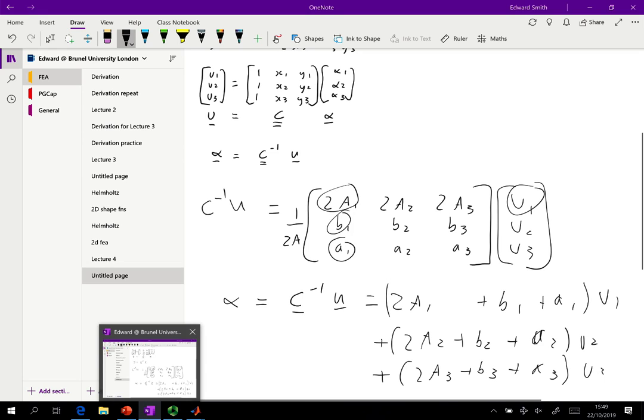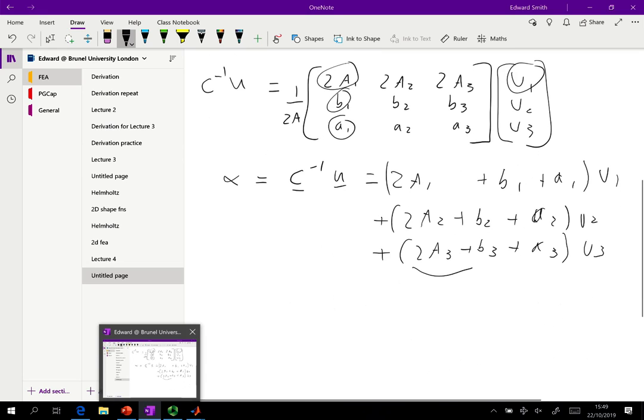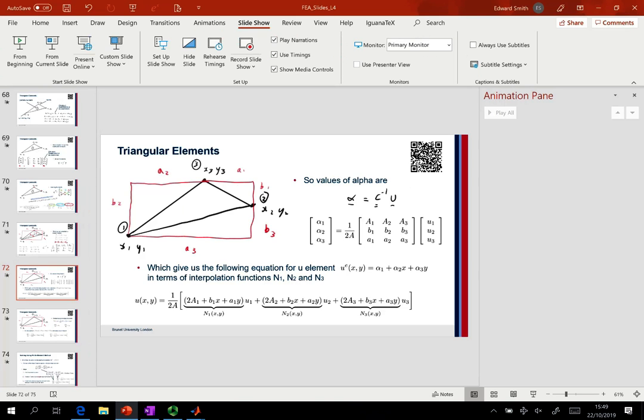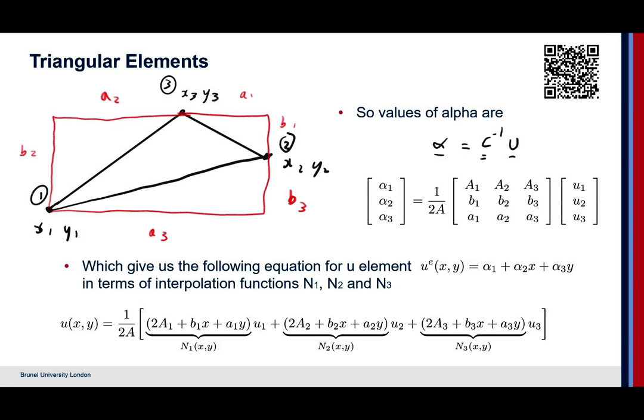So again, please work through this and just kind of convince yourself this is okay. But the point is this will then become n3, this expression becomes n2, and this expression here becomes, sorry, it's n1, and this becomes n2. So the process we have here is exactly what we've done in one dimension of basically collecting together simultaneous equations, solving them to get the coefficients, substituting those coefficients, and then collecting together the terms in u1, u2, and u3 in order to get n1, n2, and n3, which are our shape functions, as we called them before.